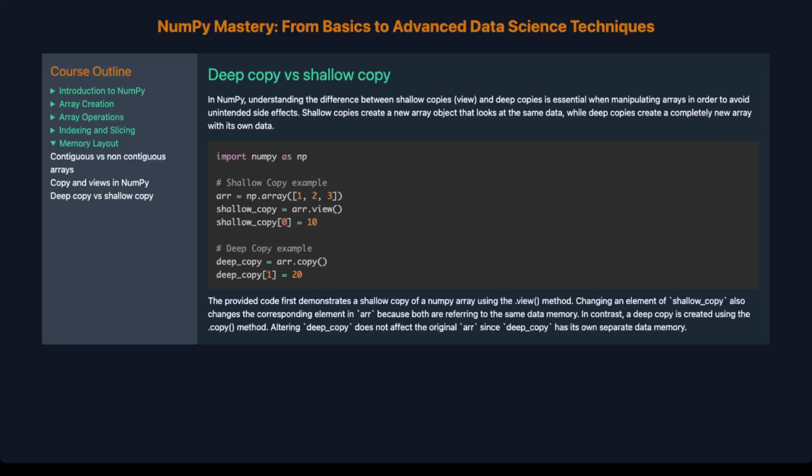The provided code first demonstrates a shallow copy of a NumPy array using the .view method. Changing an element of shallow copy also changes the corresponding element in R, because both are referring to the same data memory. In contrast, a deep copy is created using the .copy method. Altering deep copy does not affect the original R, since deep copy has its own separate data memory.